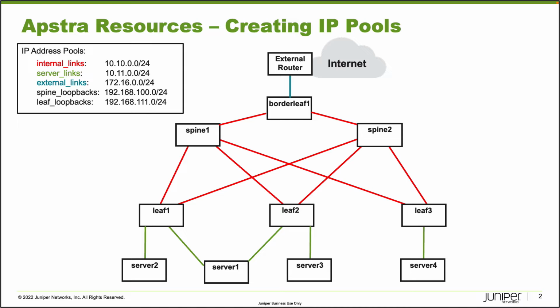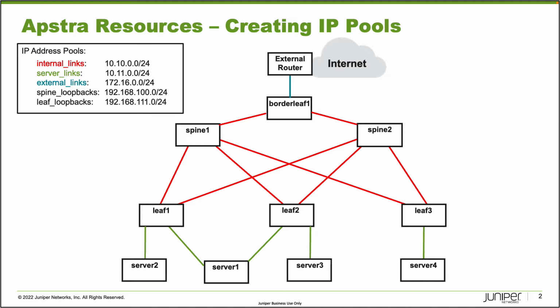And the reason why I'm bringing that up is because we are going to be creating some IP pools based on the different link types. For example, the internal links, which is marked in red up in the left corner, and you can see it is also marked in red on the topology, that's going to be pulled from the IP pool of 10.10.0.0/24.